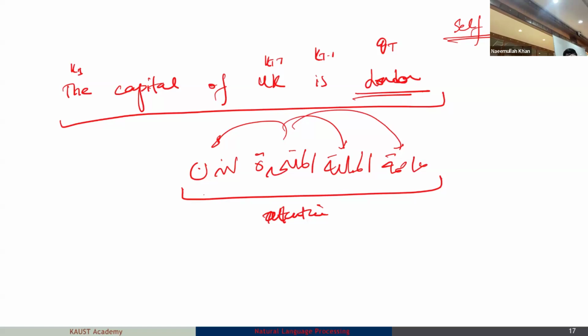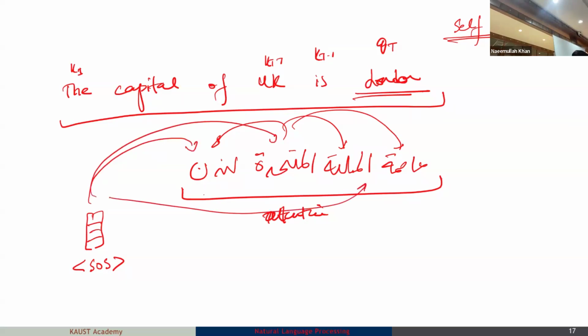Okay. Now I'm starting the translation. So I'll start the translation by start of sentence. I will have an embedding for it. Okay. This embedding will talk to the Arabic text. So it will talk to London. It will talk to Muttahida. It will talk to Al-Mamlika. It will talk to Al-Asma. This is called cross-attention.